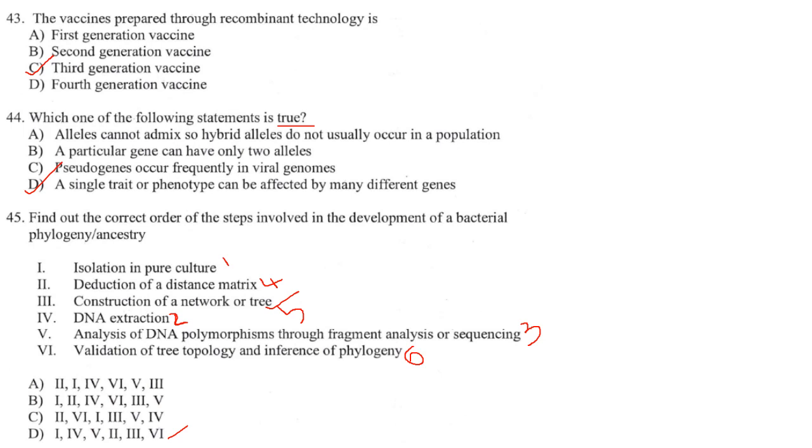So coming to the next question. The vaccine prepared through recombinant technology is, so it is third generation vaccine. Answer is option C.